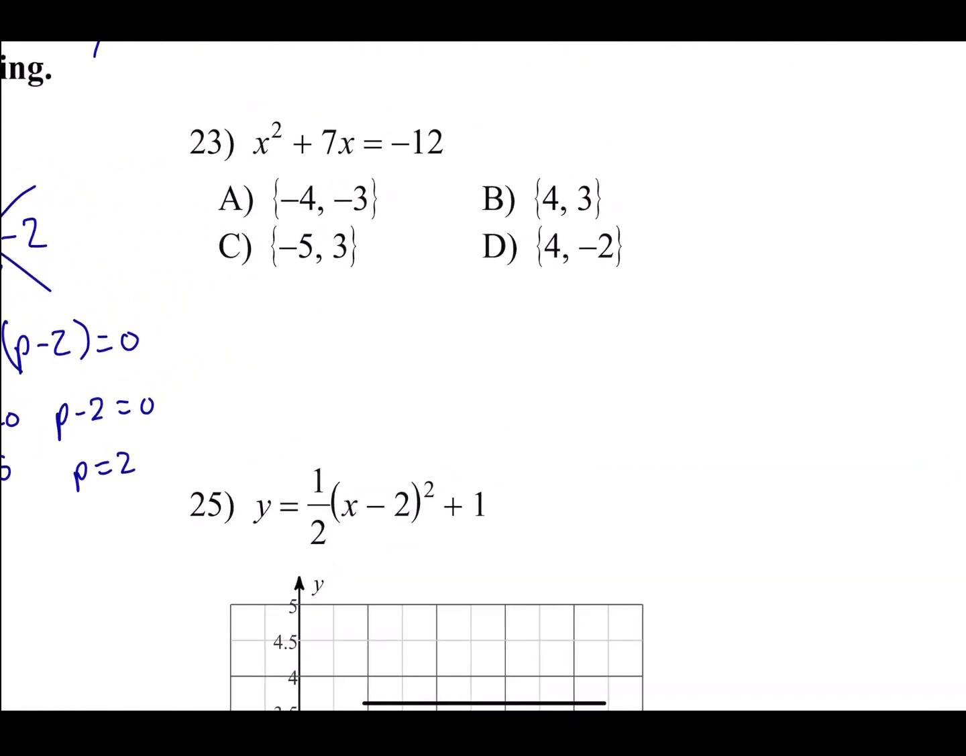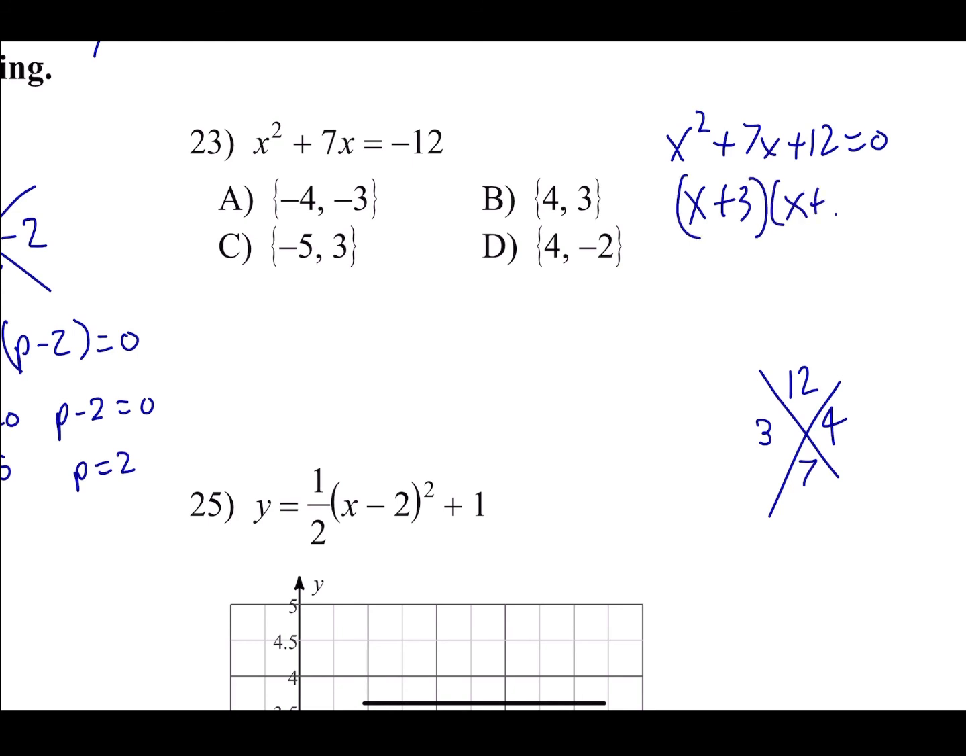23. Again, set everything to 0, so add the 12 over. X squared plus 7x plus 12 equals 0. Two numbers that multiply to 12 but add to 7, 3, and 4. X plus 3, x plus 4 equals 0. So when x plus 3 equals 0, x equals negative 3. When x plus 4 equals 0, x equals negative 4. And our two solutions are A.